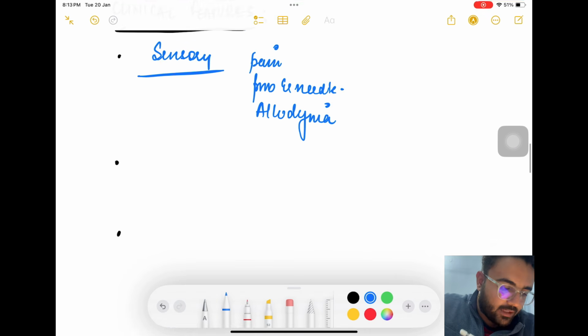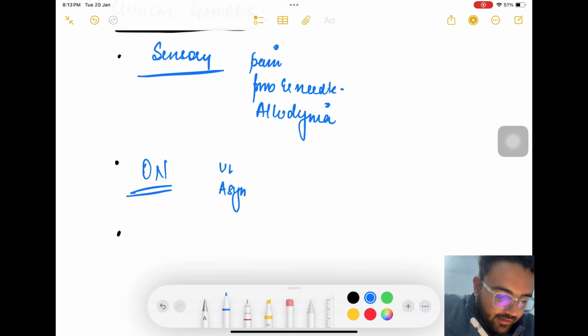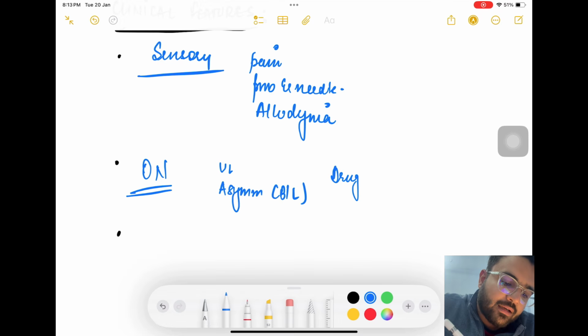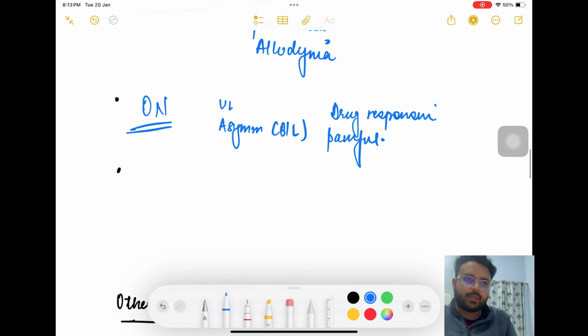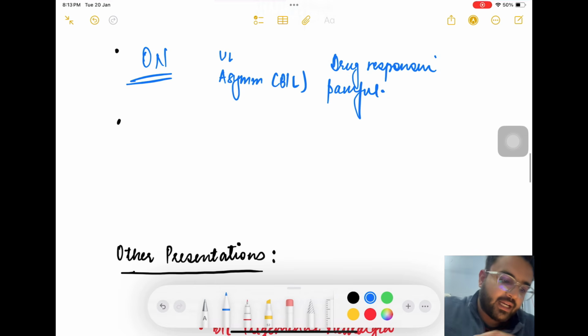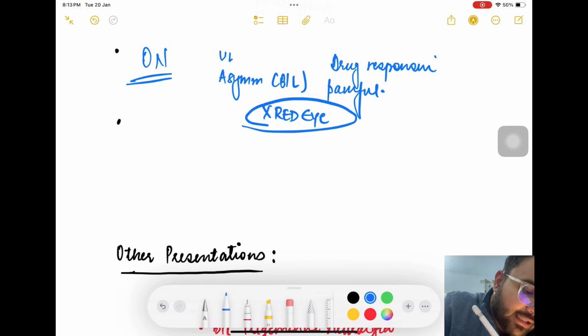The second most common involvement is optic neuritis. This optic neuritis is unilateral and asymmetrical. If at all it involves both eyes, it is drug responsive. It is painful, associated with retrobulbar pain, and there is no red eye. If the same features are seen with a red eye, that points towards sarcoidosis. And sarcoidosis is also a chronic inflammatory disease.